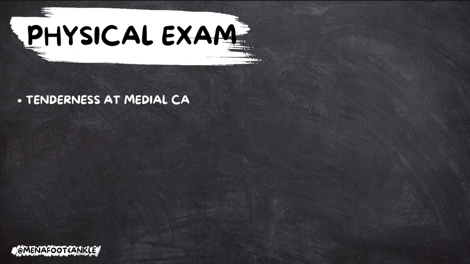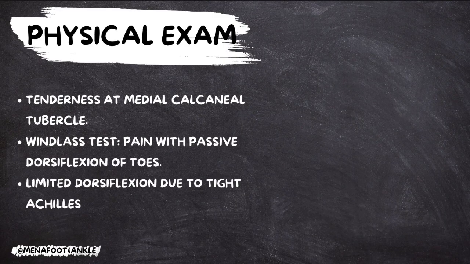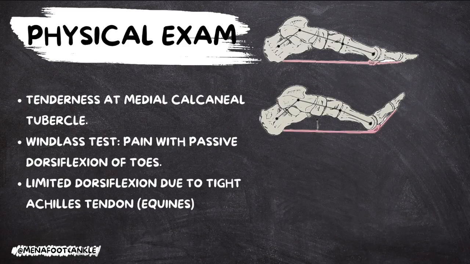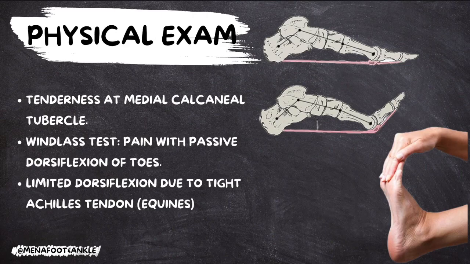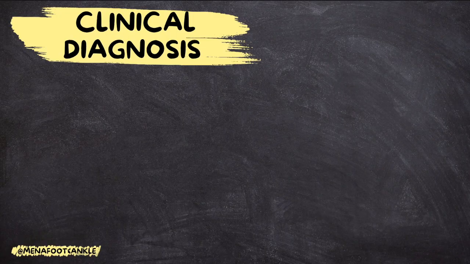Now, upon physical examination, you can find tenderness at the medial calcaneal tubercle, which is the primary site of the fascia microtears. A high yield point is that the Windlass test is a key clinical maneuver. A passive dorsiflexion of the toes increases the tension of the plantar fascia, eliciting pain in affected patients. A limited dorsiflexion, as the picture on the bottom right shows, can indicate a tight Achilles tendon, aka an equinus, that can also contribute to the underlying symptoms.